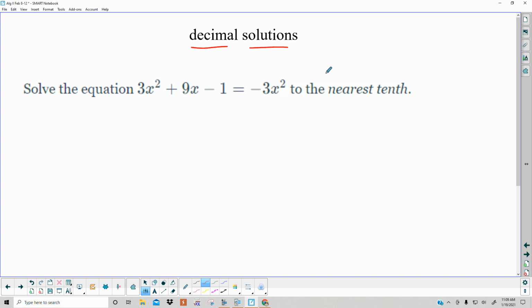Now, decimal answers. You're going to do exactly what you did before. You're just going to get decimal answers, and I'll show you how to do it. So I'm going to add 3x squared to both sides.